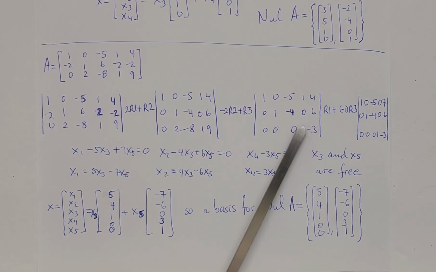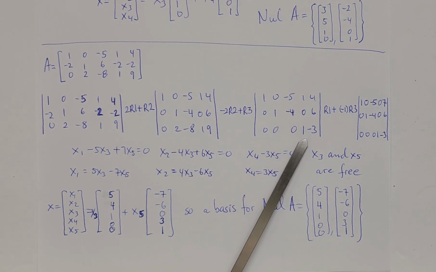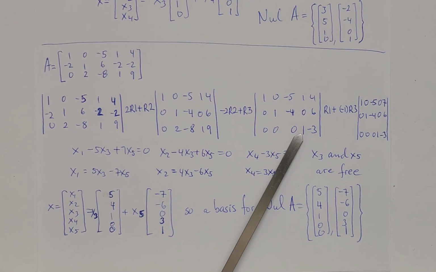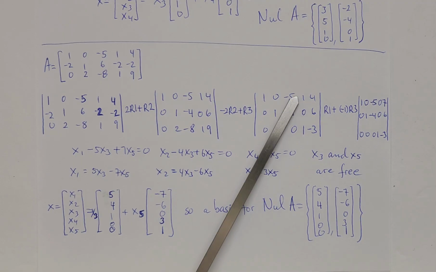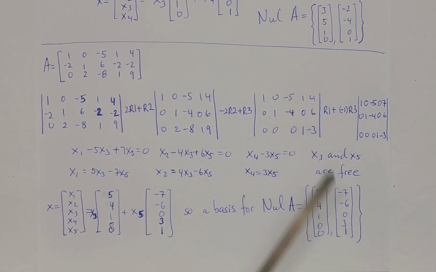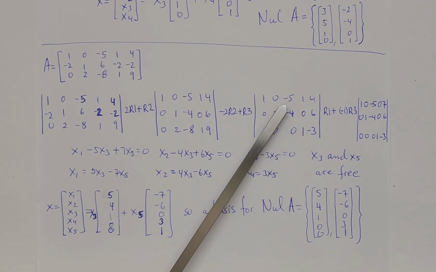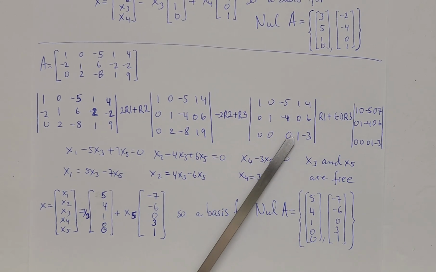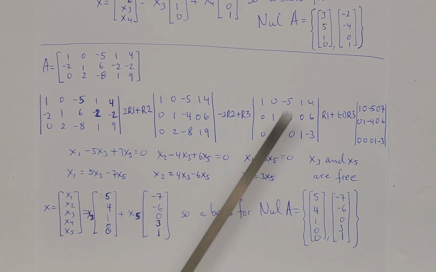If I have something in the pivot position, then everything in the column must be 0, except the pivot position. The pivot position cannot be 0, but every other number in that column must be a 0. Again, there is nothing in this pivot position, so negative 4 and negative 5 are left alone. Here we do have something in the pivot position, so this has to be 0, this has to be 0.